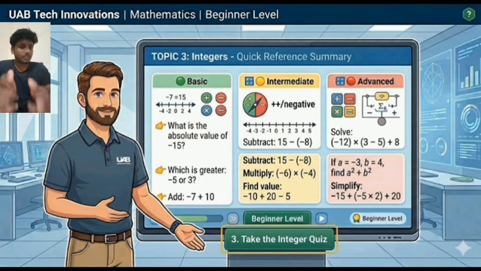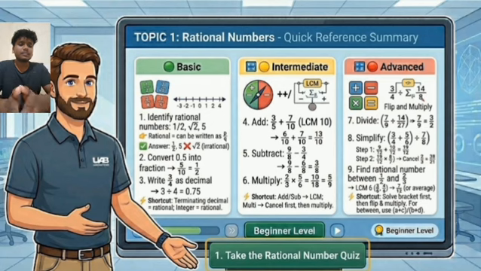Okay, then simple questions like this: if a is equal to minus 3, b is equal to 4, find a square plus b square. Simply we can find this answer. Okay, see, that topic is completed. Now we are entering into another new topic called rational numbers.